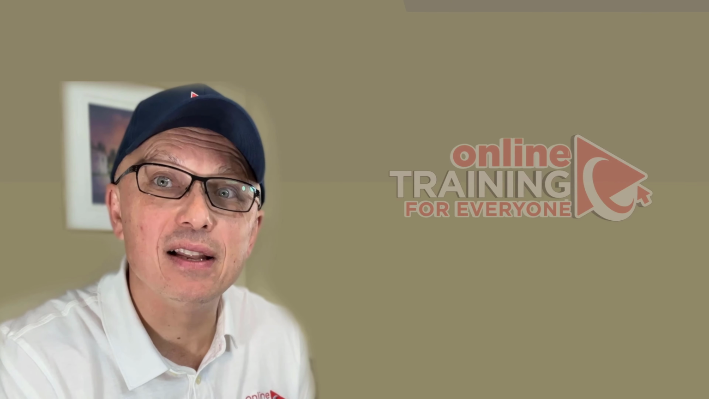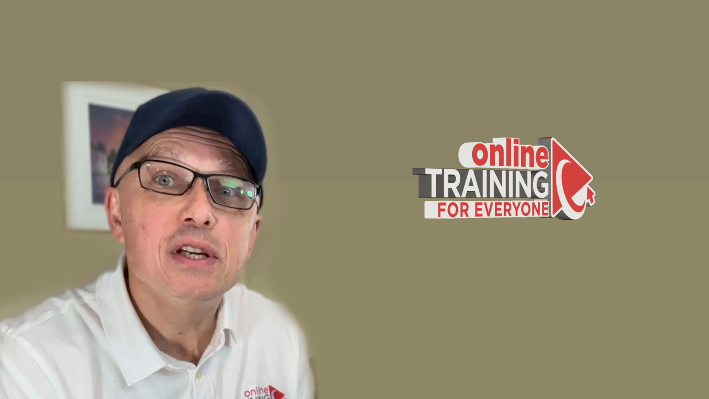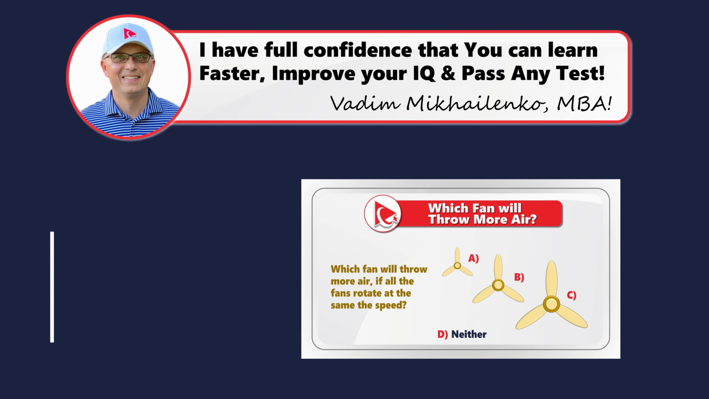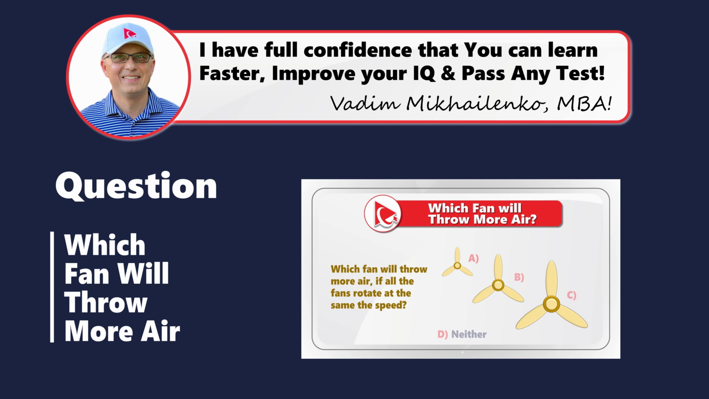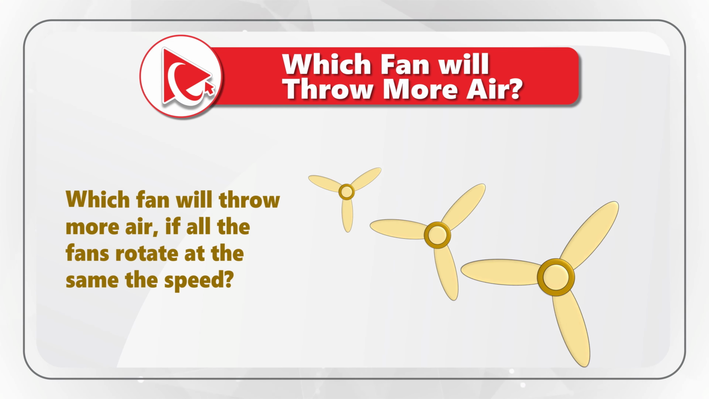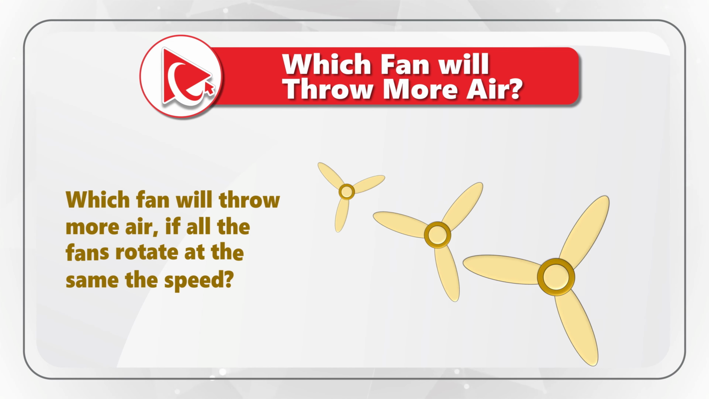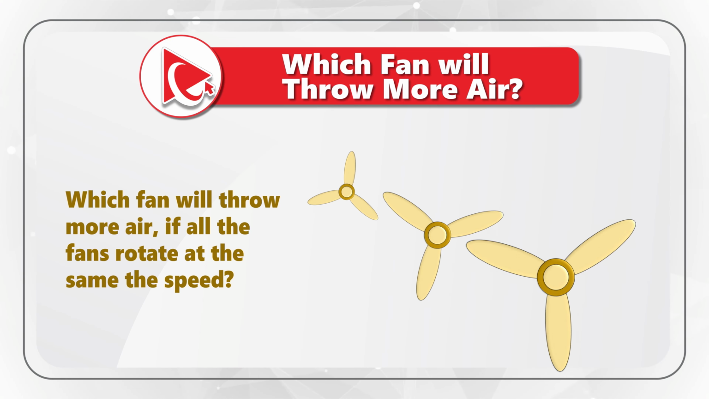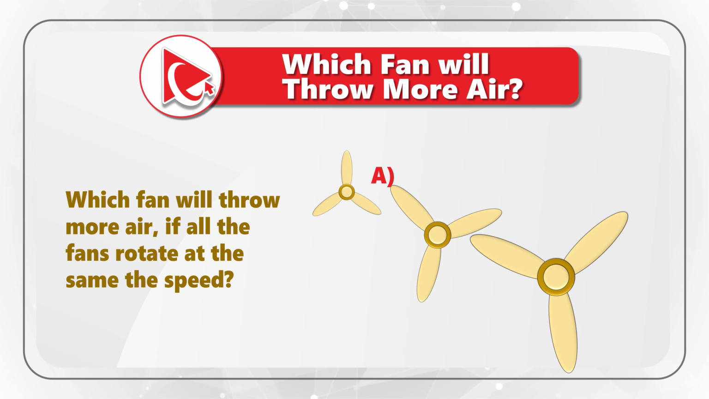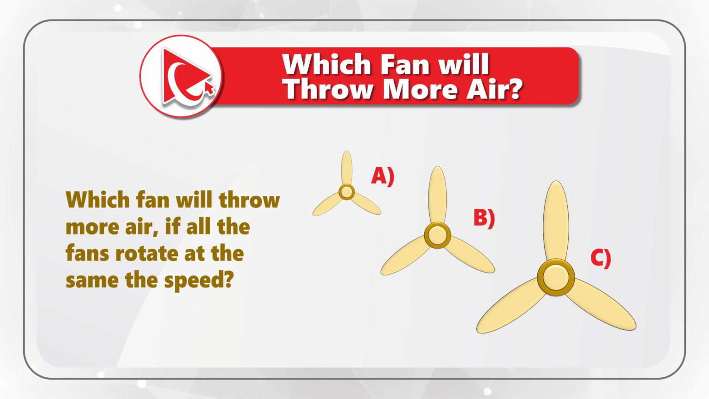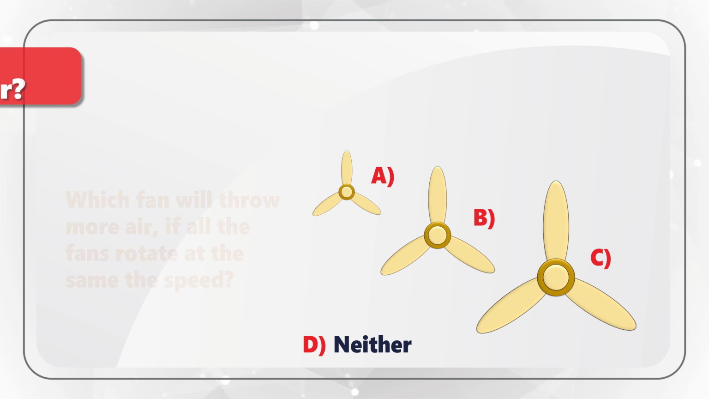Let's look at some sample mechanical aptitude questions we typically see on the test. This is one of the most exciting questions because it allows you to test your analytical skills and understanding of physics. You need to determine which fan throws more air if all the fans rotate at the same speed. The choices are fan A, fan B, fan C, and last but not least, choice D, neither fan. Take a close look to see if you can come up with the answer.